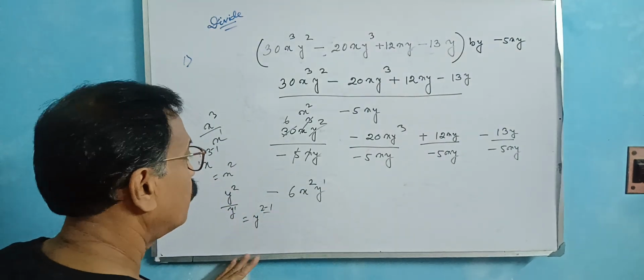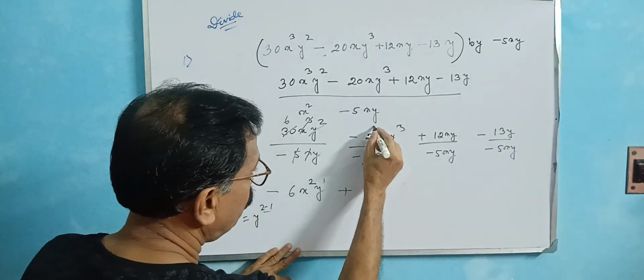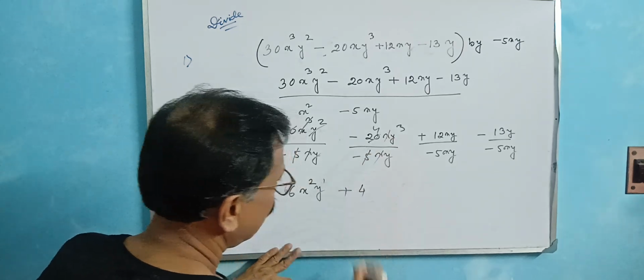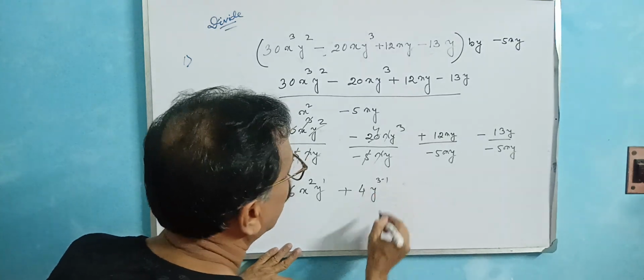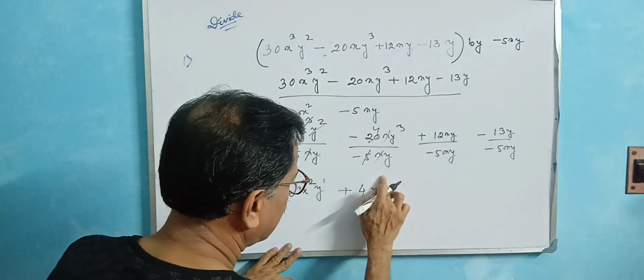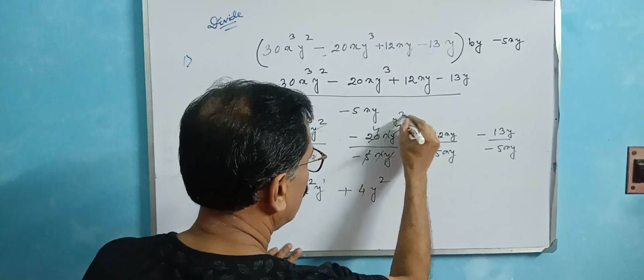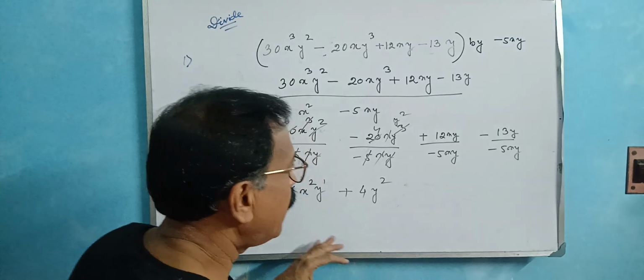Here is 1 means 1. In this case, minus minus plus. So this is 4, no problem in arithmetic. Here x is cut off. Here is 3, here is 2, that means y to the power 3 minus 1, which is 2. Clear? Just gradually increase.